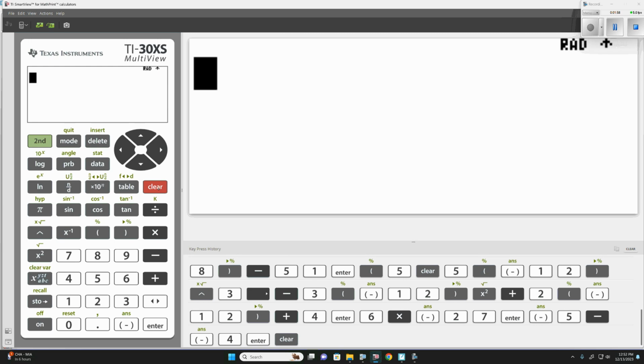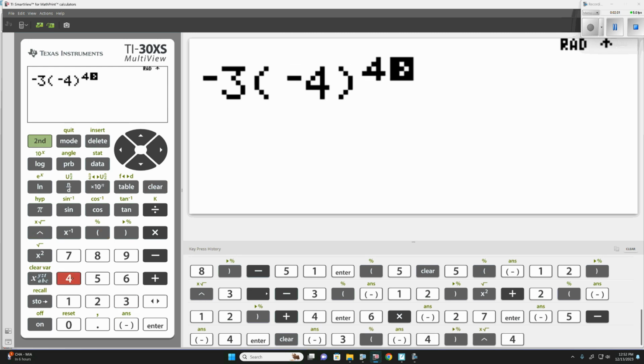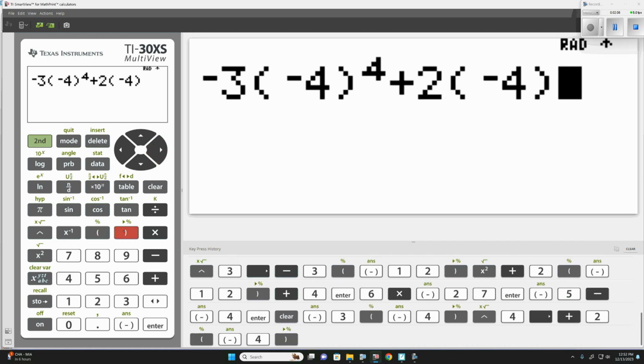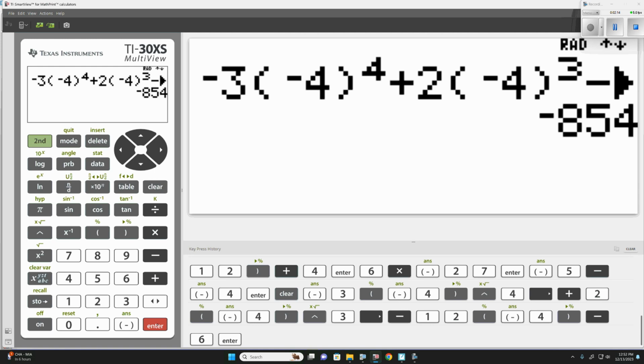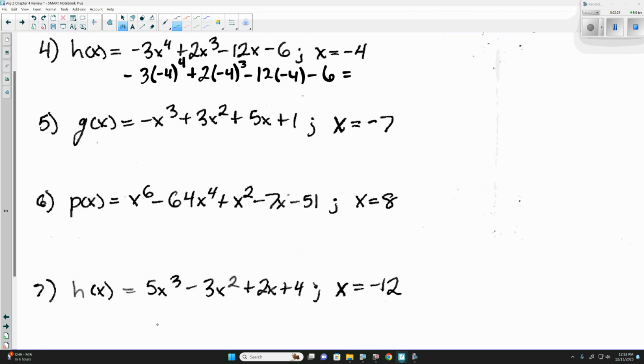Well, at this point here, we can just type this all into the calculator. And we type this in, we get that it is negative 854. And that's it.